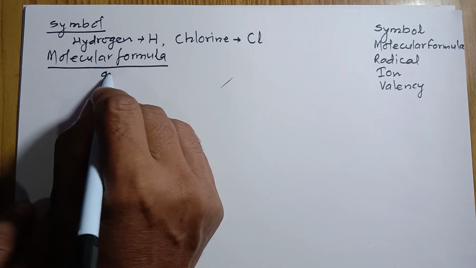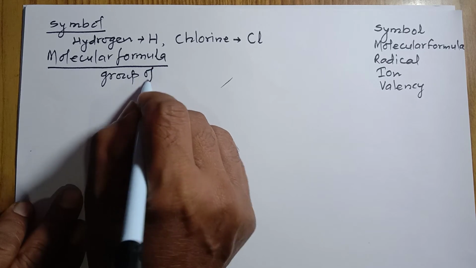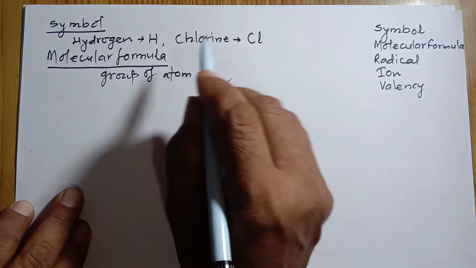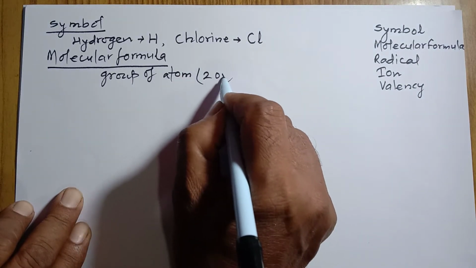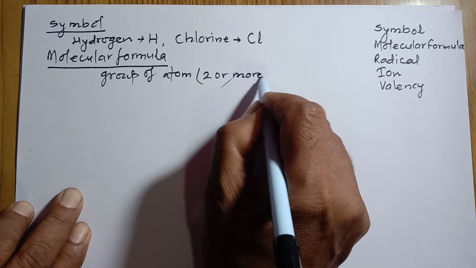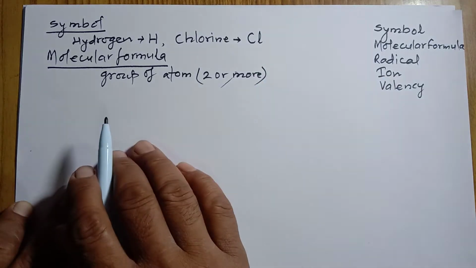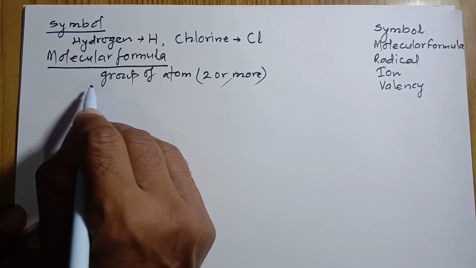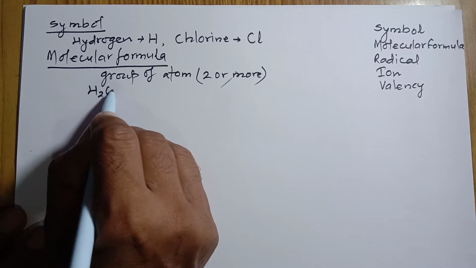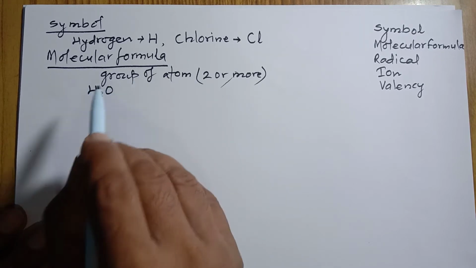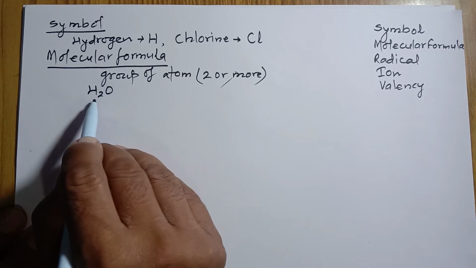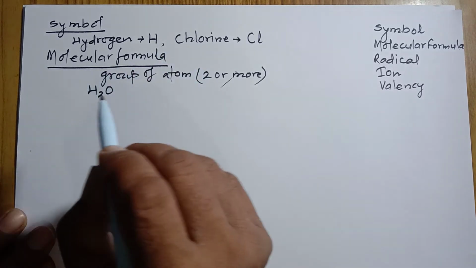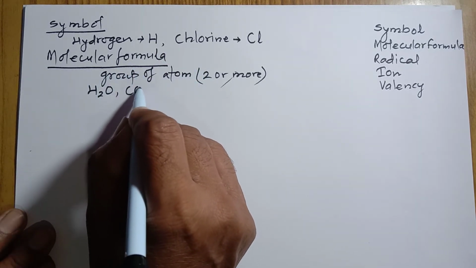This is a group of atoms, that may be two or more than two atoms, which represents a molecule and is called molecular formula. For example, the molecular formula of water is H2O. Water is a compound which is represented by H2O as molecular formula. And we can take others also. Just for example, carbon dioxide, its molecular formula is CO2.